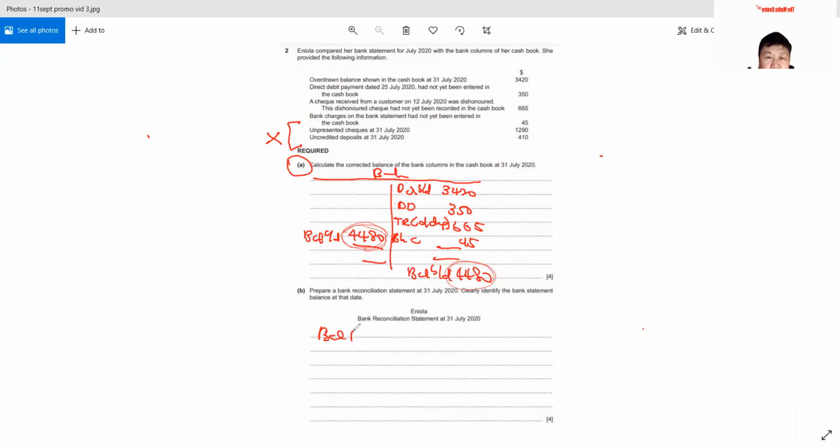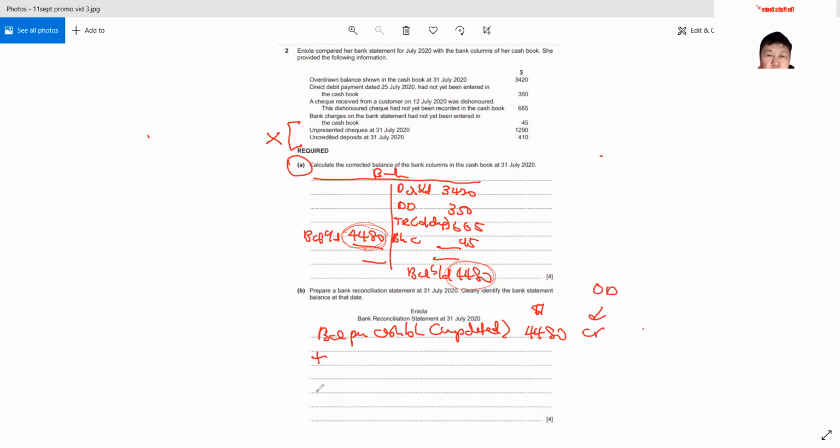You start with balance per cash book record updated, or you can write balance per bank updated. That's fine. In this case, it is 4480. And I like to tell my students to write this down: credit. This credit reminds you that you are dealing with an overdraft.